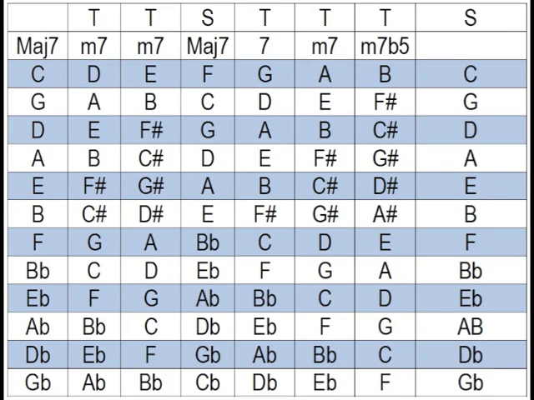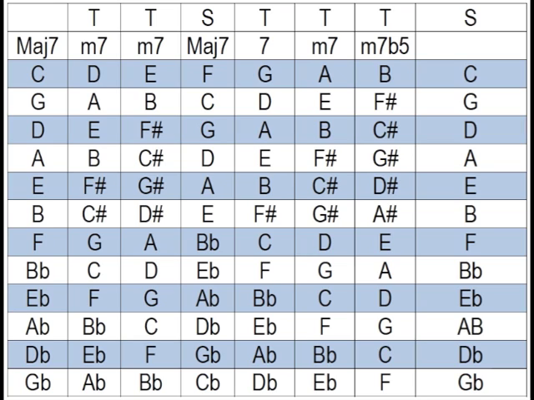So this is the 7th chord edition of What Key Is My Song In? I'm going to explain a little bit about how this chart works. The rows going across are your scales. So the blue, white, blue, white, blue, white, those are all your scales. And there's only 12 notes in music, so there's only 12 scales there.